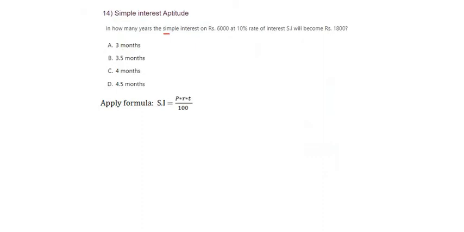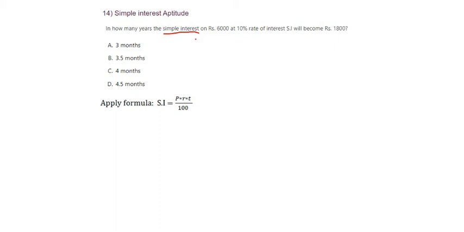Okay, this is also the same as the simple interest question which we have solved, but let's see how to solve this one as well. In how many years will the simple interest on rupees 6,000 at 10% rate of simple interest become 1,800? The reason I picked this question is for you to understand the difference between the principal and the simple interest that they have asked here, applying this formula. So how are you going to find out? I'll tell you how to find out the PTR.